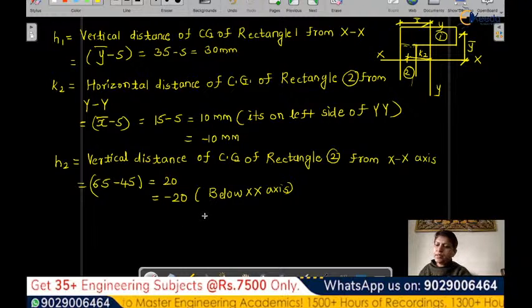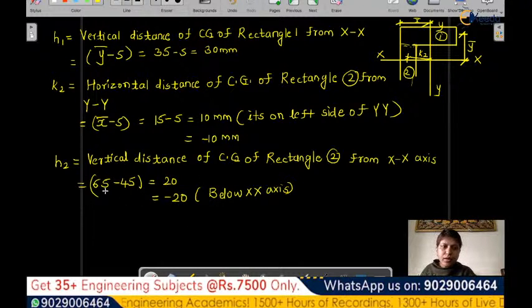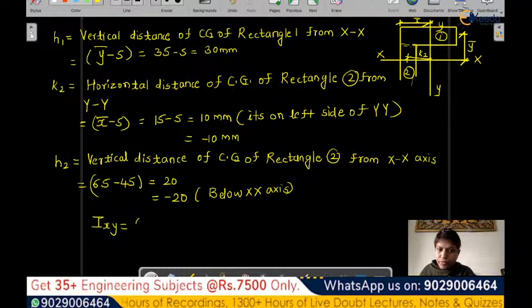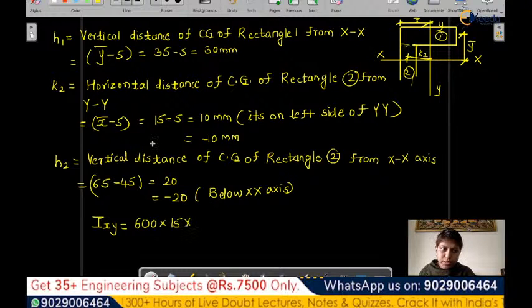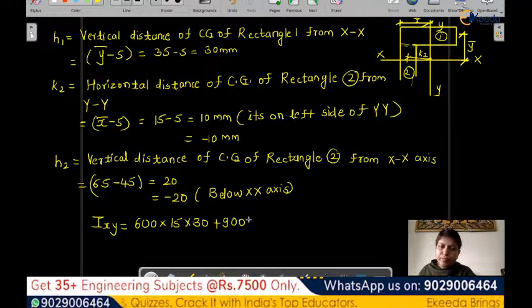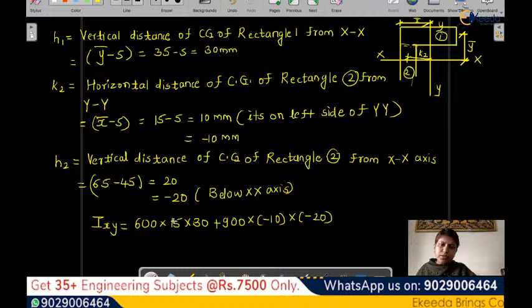Okay, so that is negative. Once we are done with all the terms, then simply substitute in this formula. Ixy is equal to 600 into 15. Please substitute, I am just writing all the values into 30 plus 900 into minus 10 into minus 20. Do the calculation and tell me how much answer you are getting.